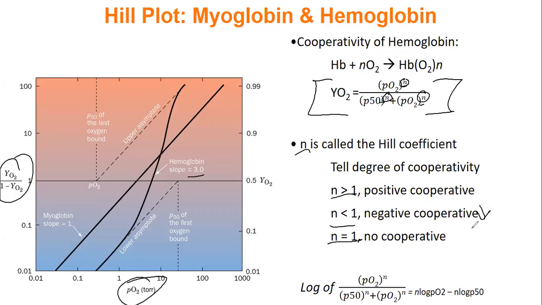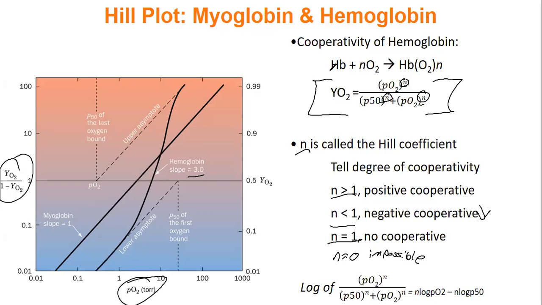And I think on your reading guides, I always get this question: is it possible to have a Hill coefficient of 0? And the answer is no. The only way you'll have a Hill coefficient of 0 is if you're looking at a ligand that does not bind that molecule. So n is 0 is impossible. So your Hill coefficient has to be greater than 0.